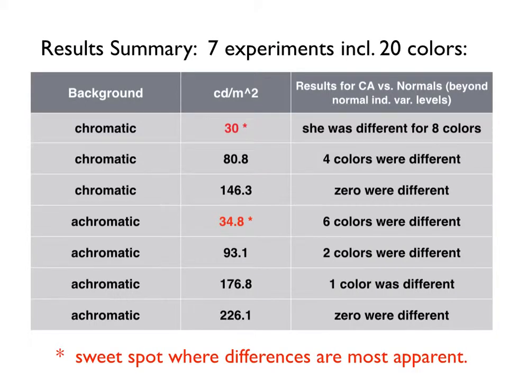In summary, we ran 7 experiments, and we found that the cases where Concetta was most significantly different from normal subjects were cases at the lower luminance levels in our study. We see this as a sort of sweet spot in the luminance scale where her differences in color perception are most apparent.